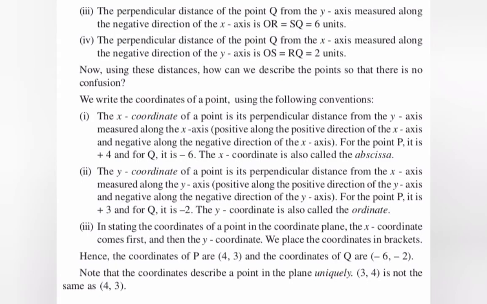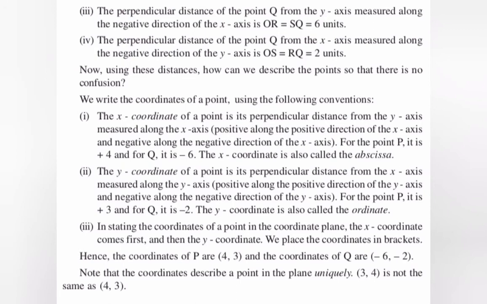Similarly, consider the point Q. The perpendicular distance of the point Q from the y-axis, measured along the negative direction of the x-axis, is OR, and it is the same as SQ, which is equal to 6 units. Similarly, you can find the perpendicular distance of the point Q from the x-axis, measured along the negative direction of the y-axis, and that is OS, which is equal to RQ, that is equal to 2 units.